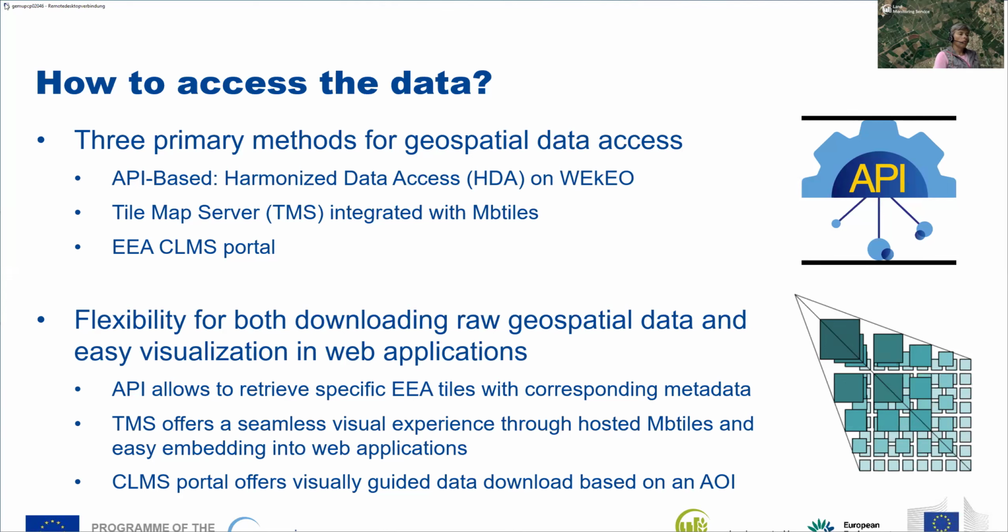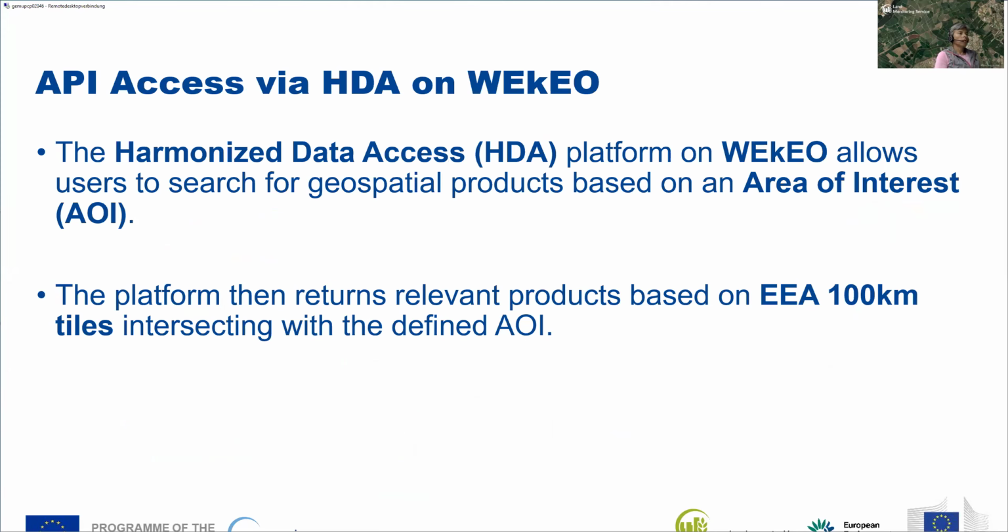The CLMS portal offers visually guided data download based also on an AOI. I guess you know the portal, and you can draw an AOI, select the product, and then download this area of interest. Next. Yeah, so just a short summary. The HDA platform on Wikio allows users to search for geospatial products based on an area of interest. The platform then returns relevant products based on EA 100 kilometer tiles intersecting with the defined AOI.